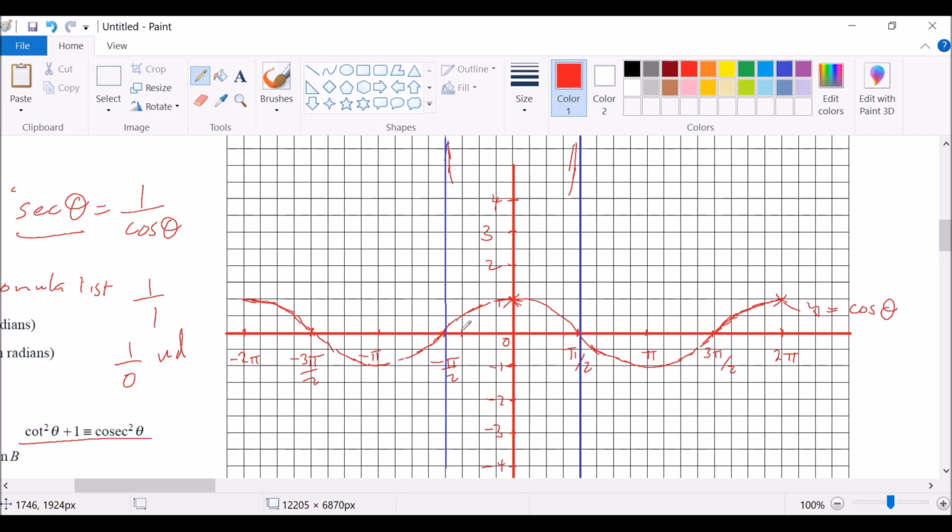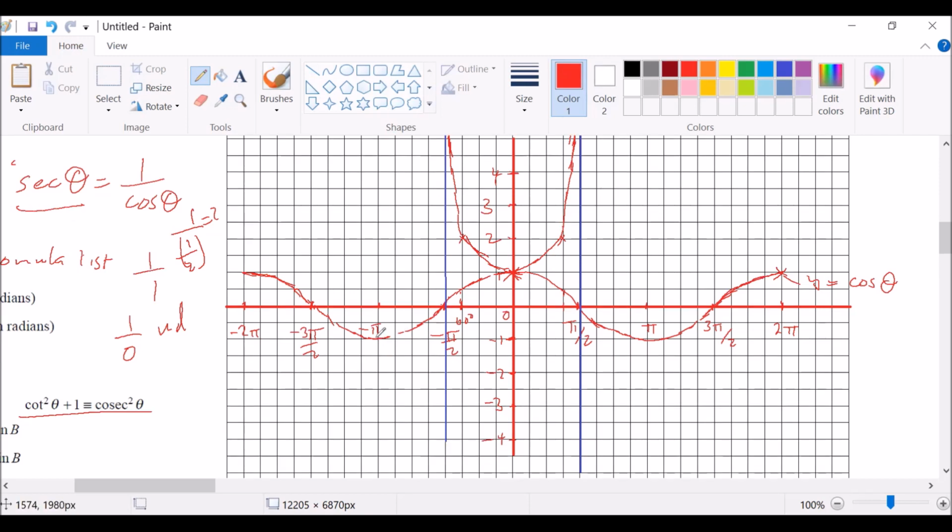Let's say this is 60 degrees. Cos of 60 is half. When we divide 1 by a half, we get 2. So at these points where cos theta is half, sec theta is 2. So we have these points there. So our graph would come down like this. Asymptotes where cos is 0, division by 0 undefined.